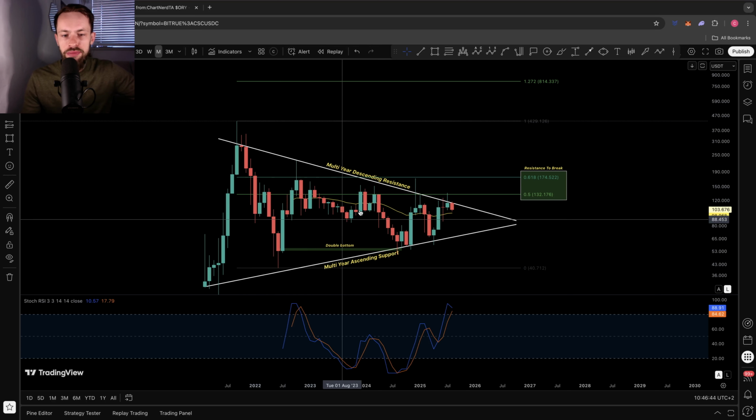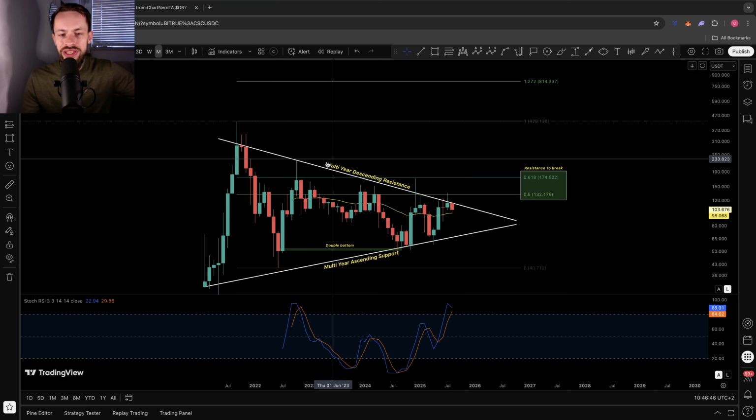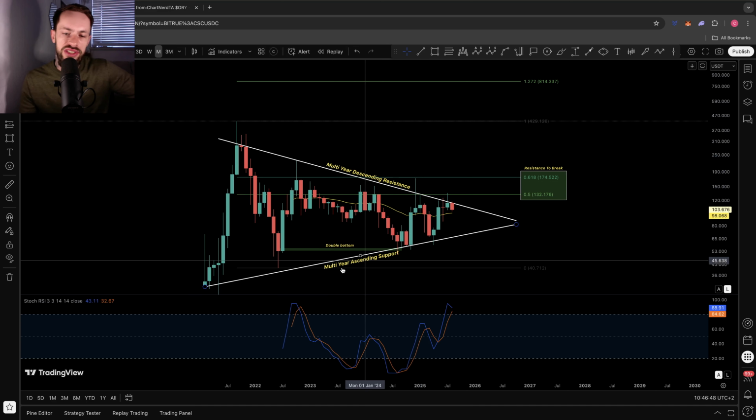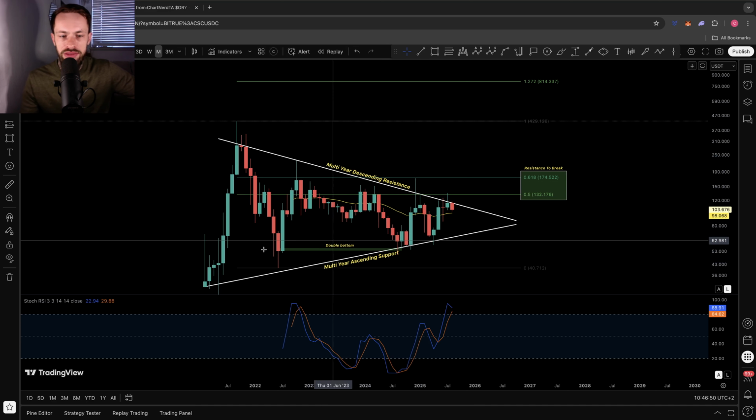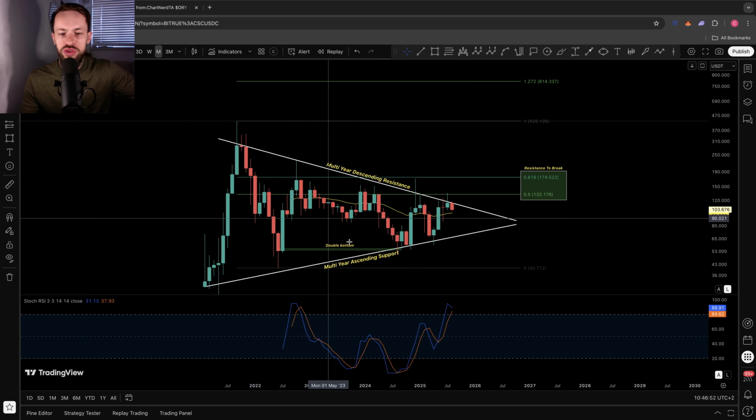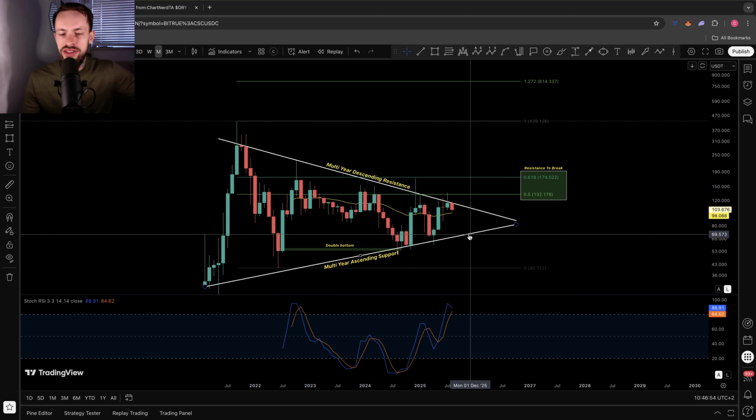Now, you can see it's been a bit of a rough trajectory, but we do have this multi-year descending resistance and this multi-year ascending support. We're literally caught between a rock and a hard place at the moment, awaiting a breakout. Now, there are several indicators that I wanted to look at today for Quant.